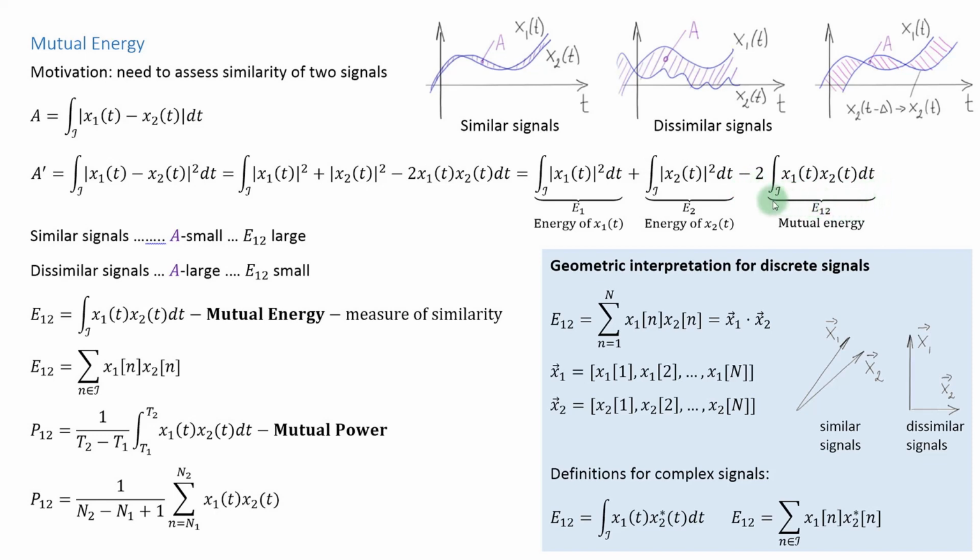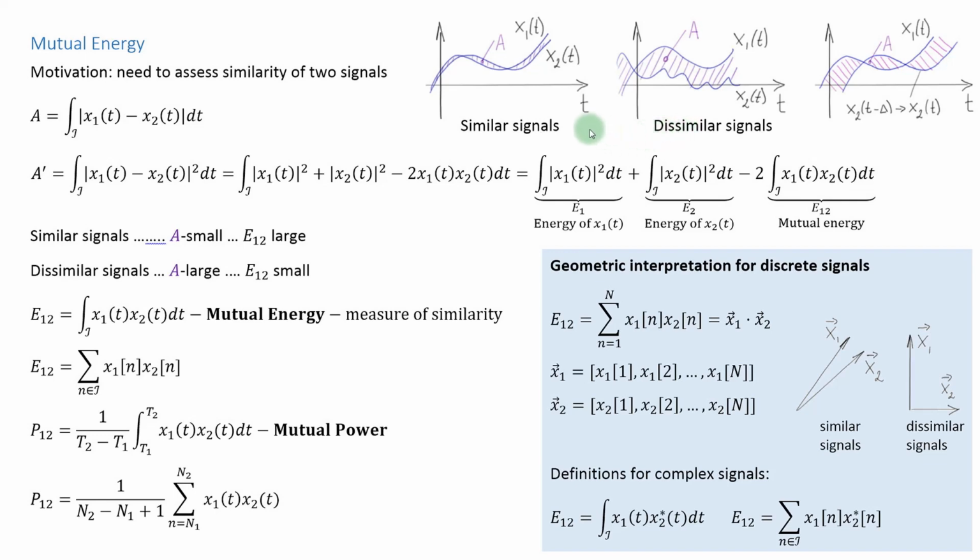And this expression we call the mutual energy of the signals x1 and x2. I will denote it as E sub 1,2. Now, what are the values of the mutual energy if the signals are similar and dissimilar?